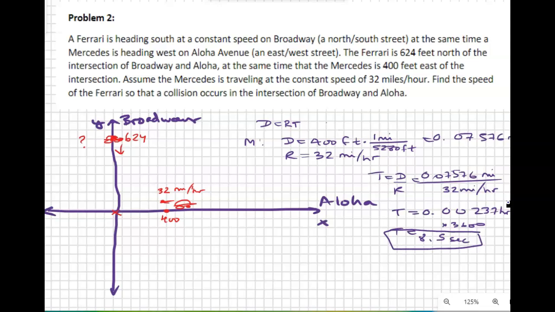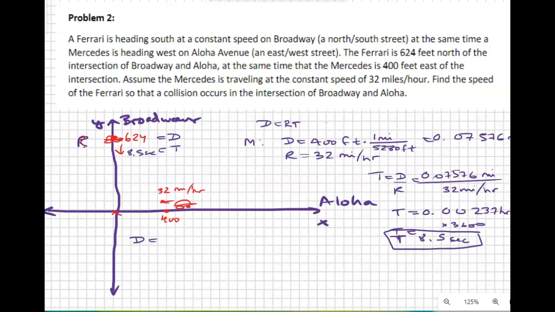Okay, so this is not what we were asked for, but it will help us get to the next step. So now we go to the Ferrari. This is the distance for the Ferrari. The time is going to be the same. It's going to be 8.5 seconds, because otherwise they're not going to collide. And we've got to figure out the rate.